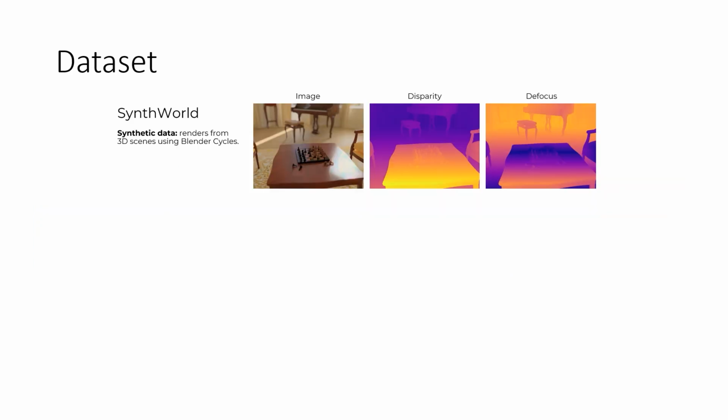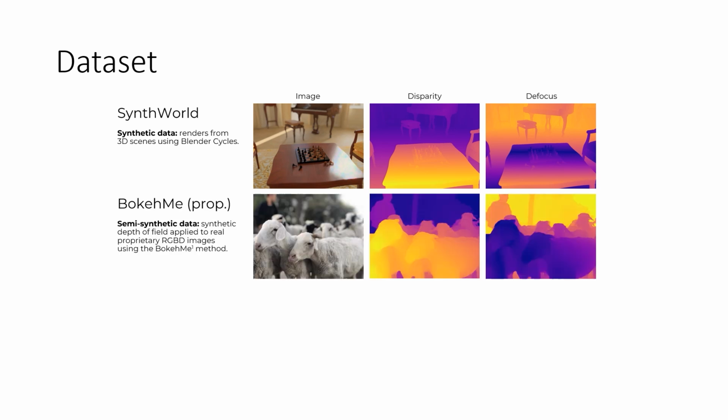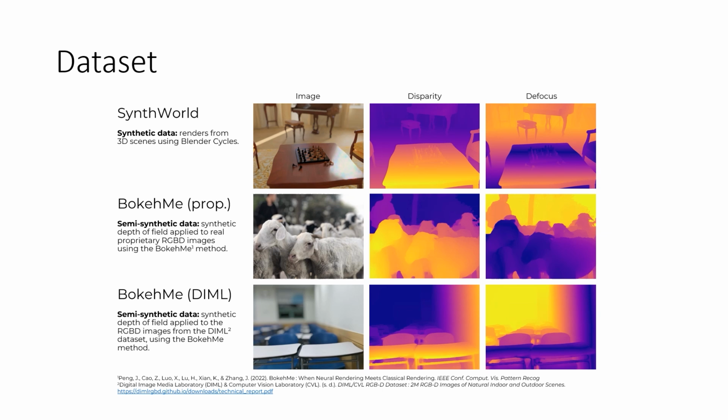In order to train the three networks, we generate datasets of synthetic and semi-synthetic images. For the SynthWorld dataset in the first row, we generate renders from synthetic 3D scenes using Blender Cycles. In the bottom two rows, we apply the Bokeh-Me defocus synthesis method on real RGBD images, respectively from a proprietary dataset in the middle row, and on the DIML dataset in the bottom row.